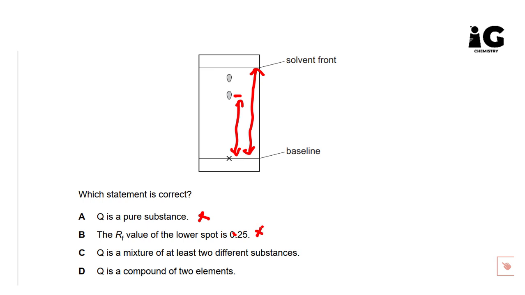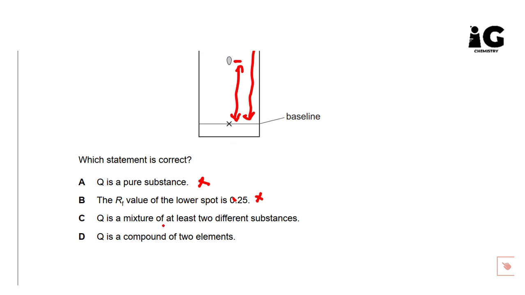And letter C, Q is a mixture of at least two different substances. Yes, it's a mixture because we have two. This is true also, so this is true. Last one, Q is a compound of two elements. Actually, the word compound is completely wrong. Here in chromatography, guys, take care. Never forget we use chromatography to separate components of mixtures, not compounds. So the correct answer here is C.